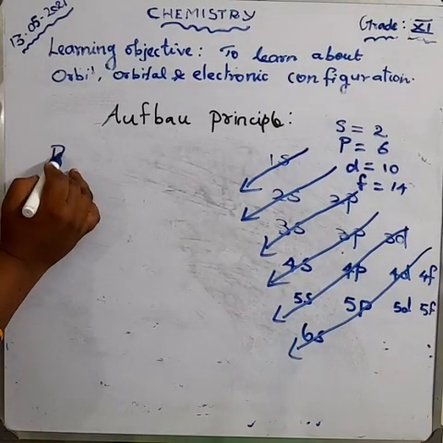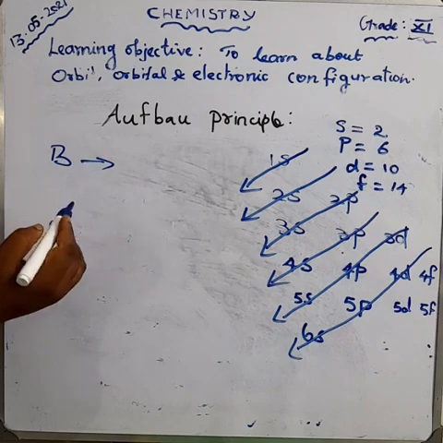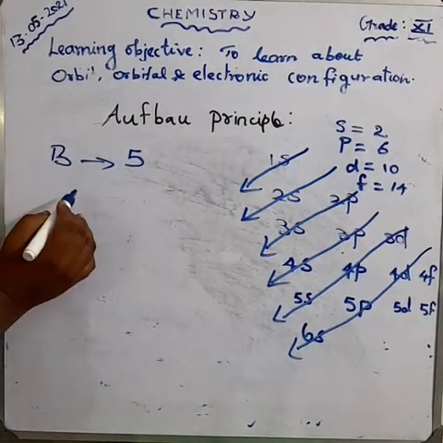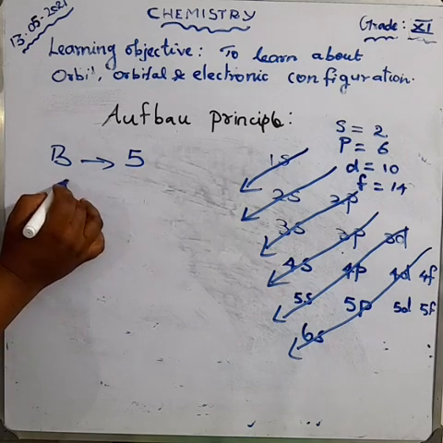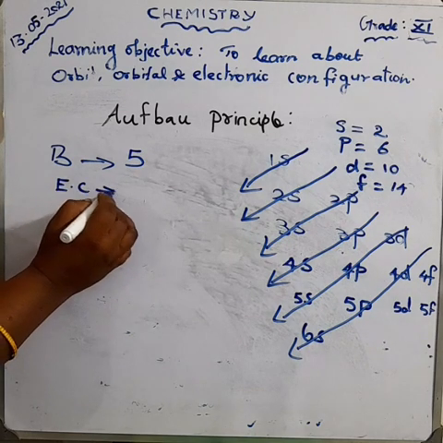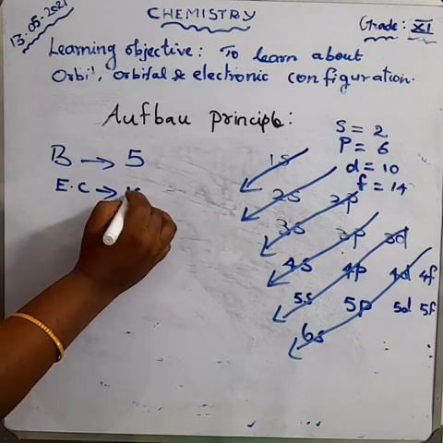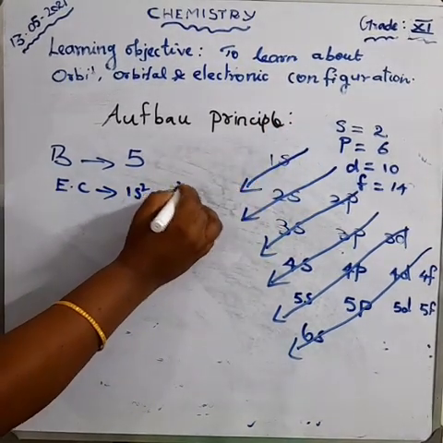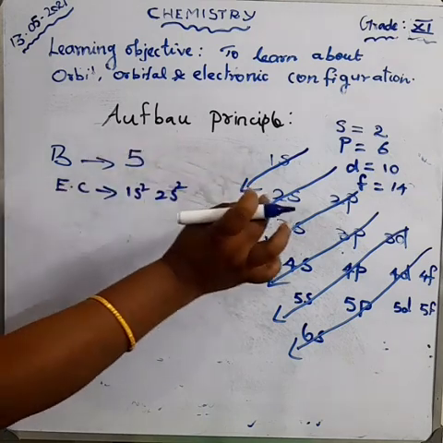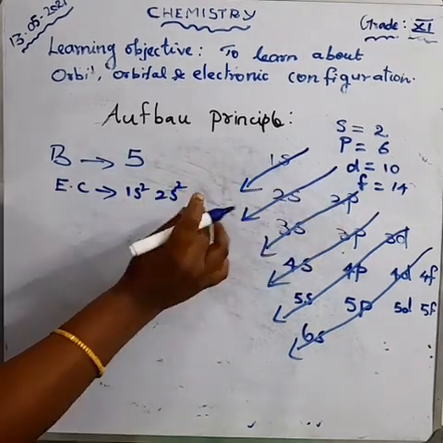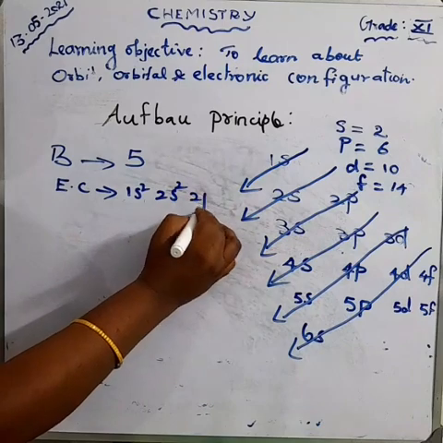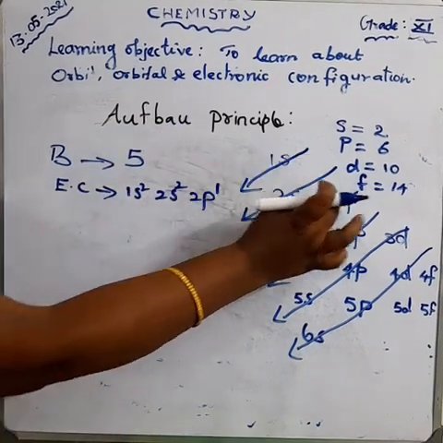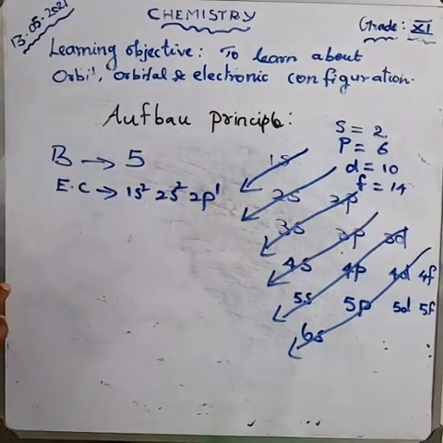Okay, and then boron. Boron, atomic number 5. So 5 electrons are there in the boron atom. How will you write the electronic configuration of boron? First 2 electrons, 1s2, 2s2 and the balance is 1. So 2p1. 1s2, 2s2 and then 2p1.